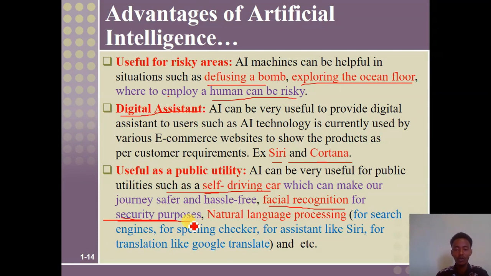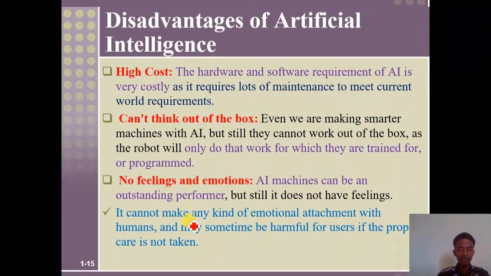The other one is natural language processing. Public utilities like natural language processing, for example, for search engines, especially for search engines, spell checkers, and assistants like Siri, and for languages like Google Translate. This is all about the usefulness as a public utility, an application area or advantage of artificial intelligence.